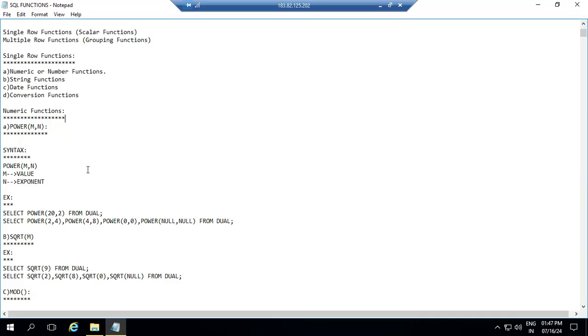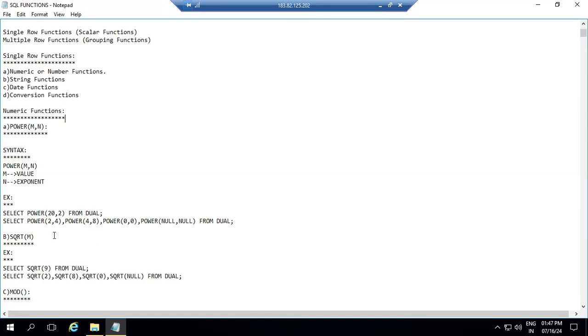Coming to the first function under numeric, it is POWER(m, n). What is m? It is the value, and n is the exponent. In mathematics we would have come across the power function, right? It is used to give the power of the given expression.